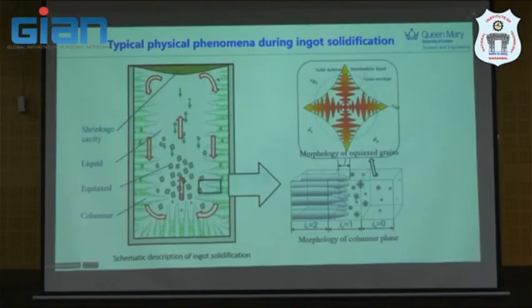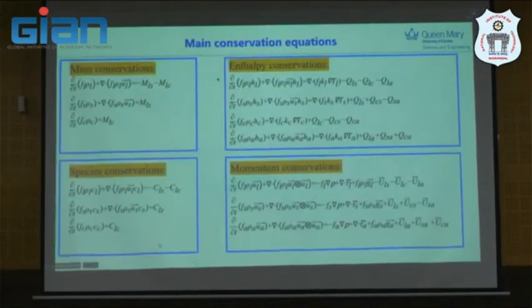Also, in our simulation, the columnar phase is assumed as cylinders, and the equiaxed grains are assumed as balls. All phases are included. This is our main conservation equations.